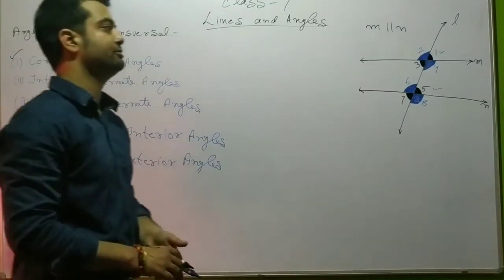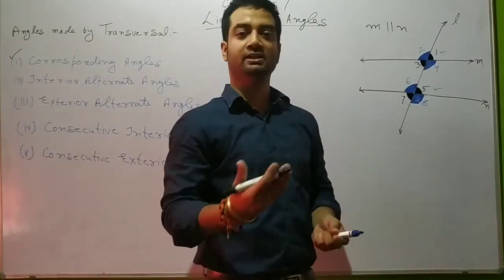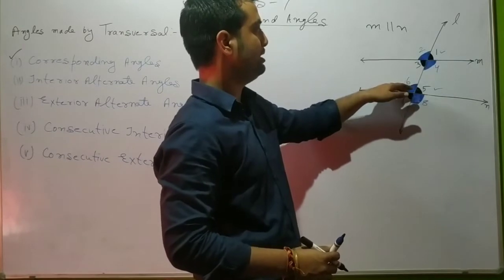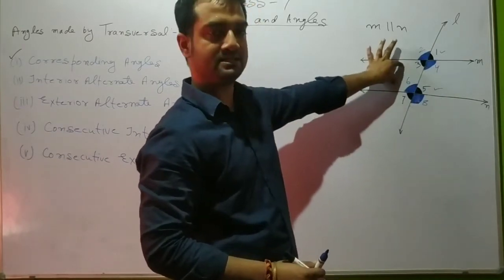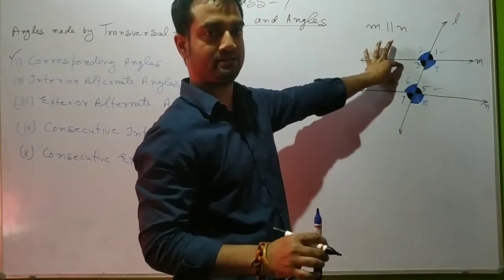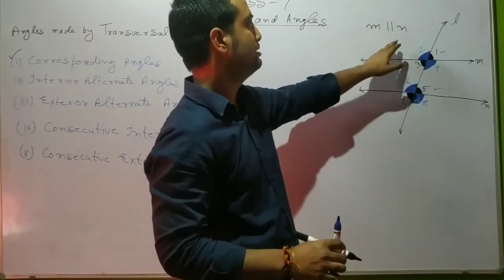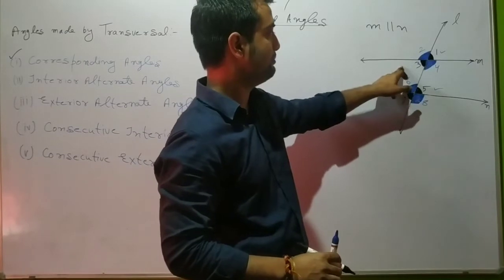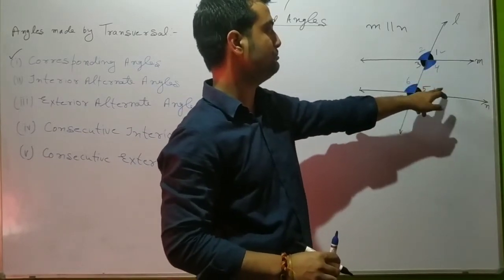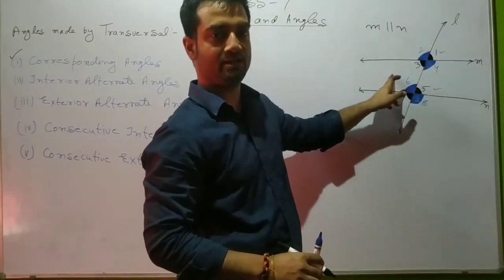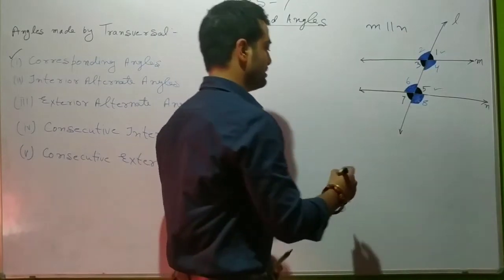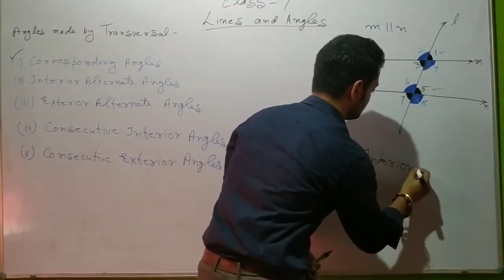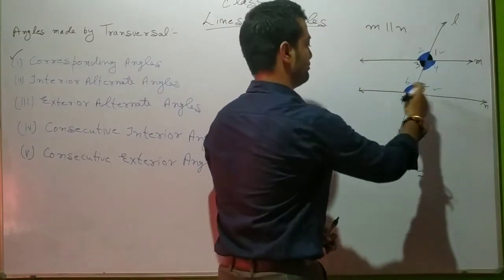Firstly, we will talk about the interior and exterior angles. The angles which are made in between the line segments are interior angles. Here you can see inside the line segment M and N, 4 angles are made: angle number 3, angle number 4, angle number 5, and angle number 6. So interior angles here are 3, 4, 5, and 6.